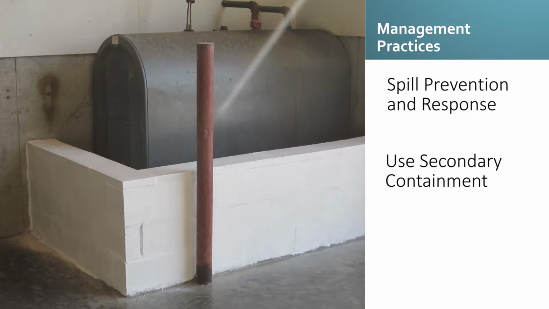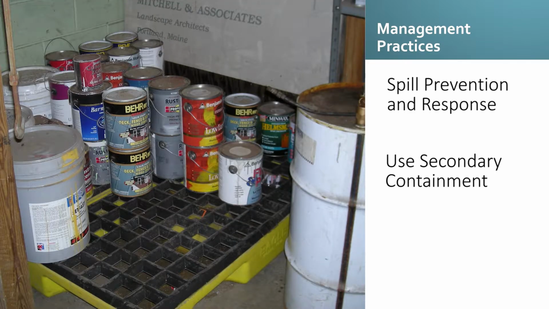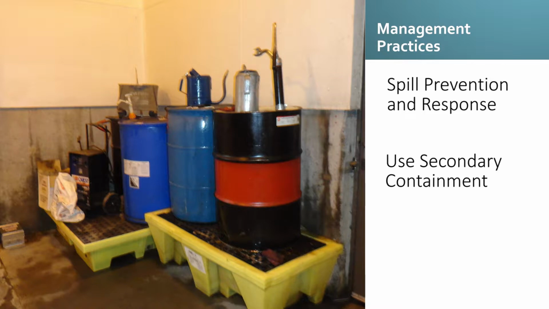We have two examples of secondary containment. This oil tank has a concrete wall built around it, and you can see all these small containers are held on a spill pallet, and this is also an example of a 55-gallon drum on a spill pallet.